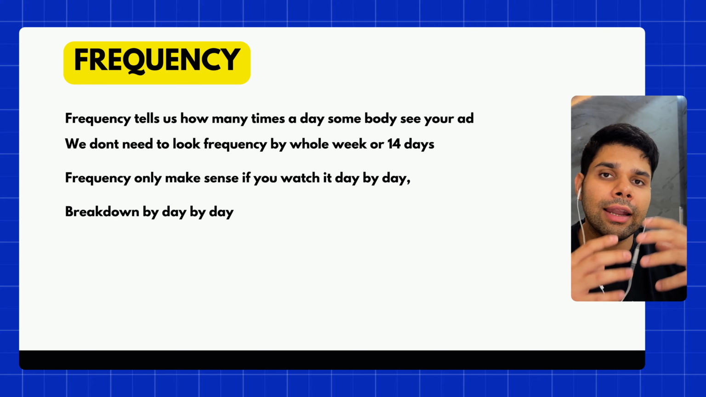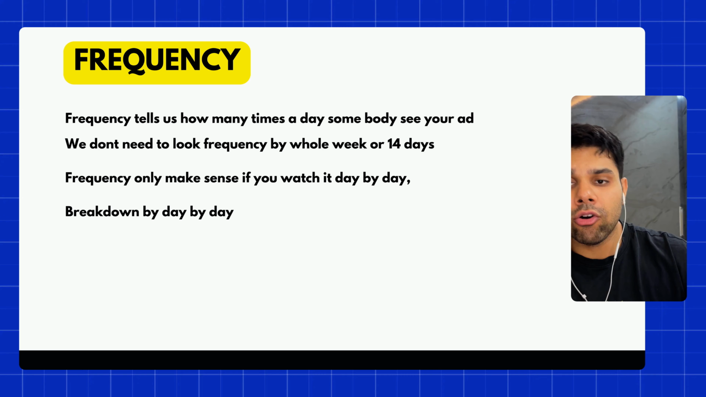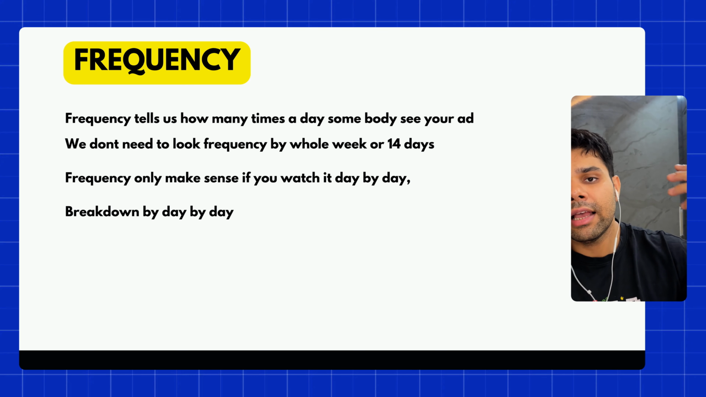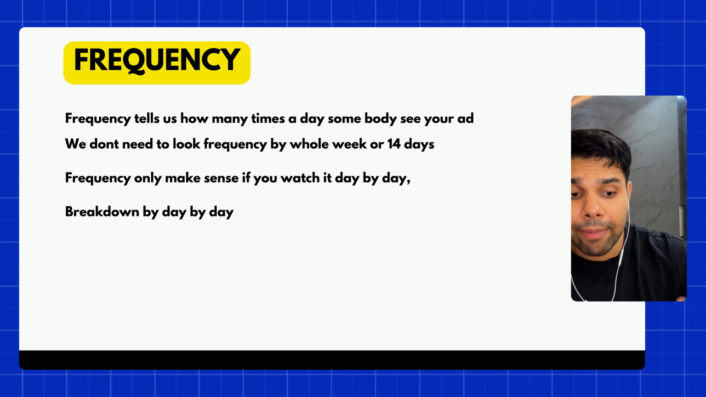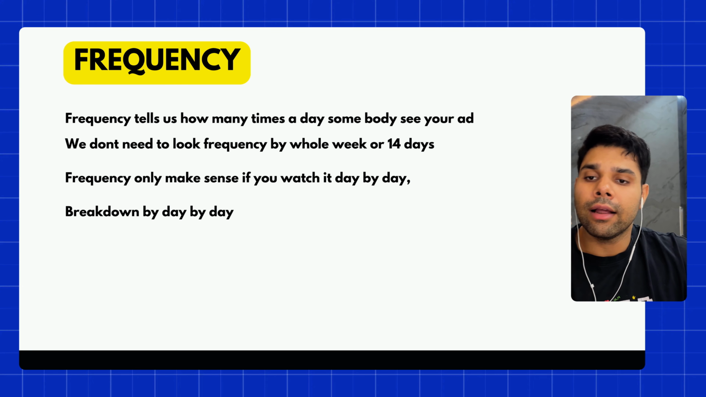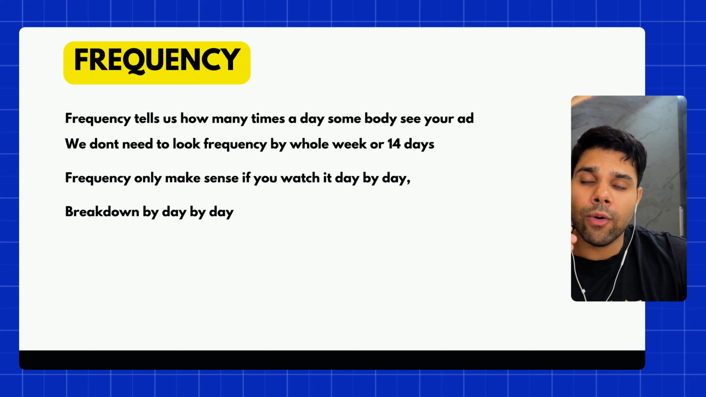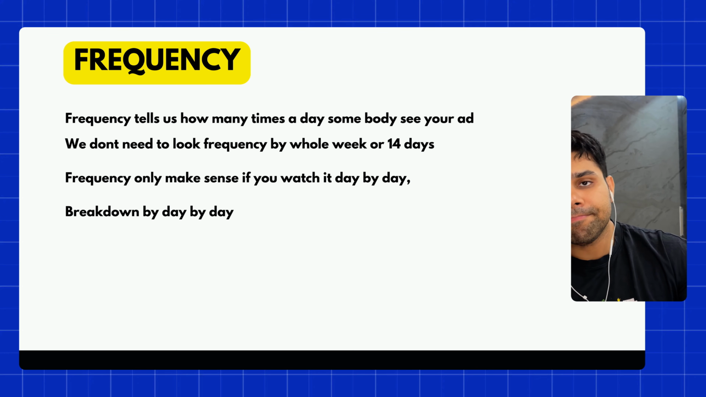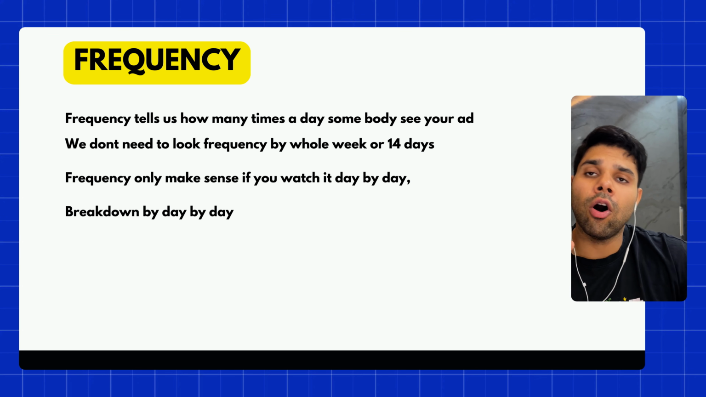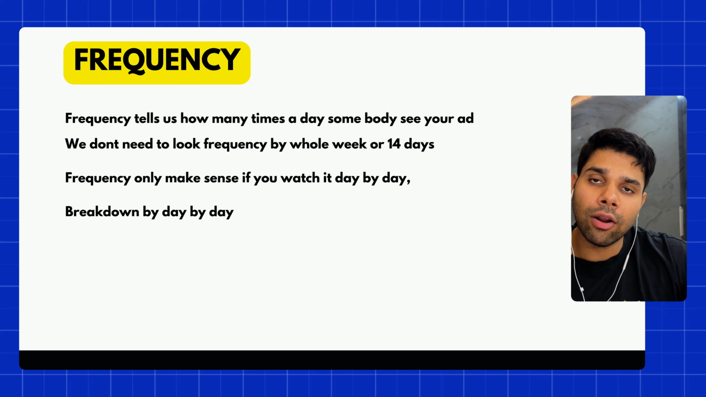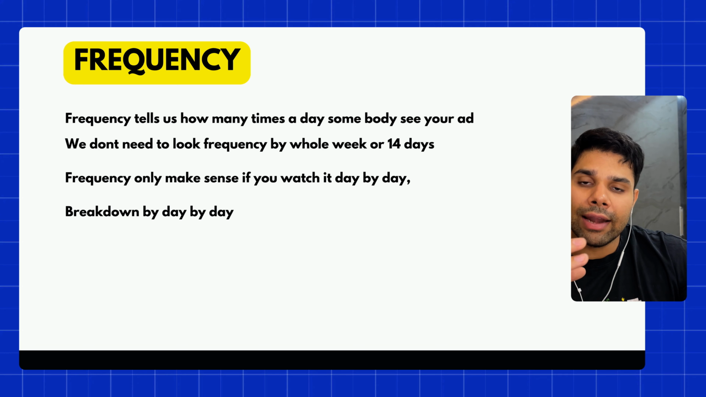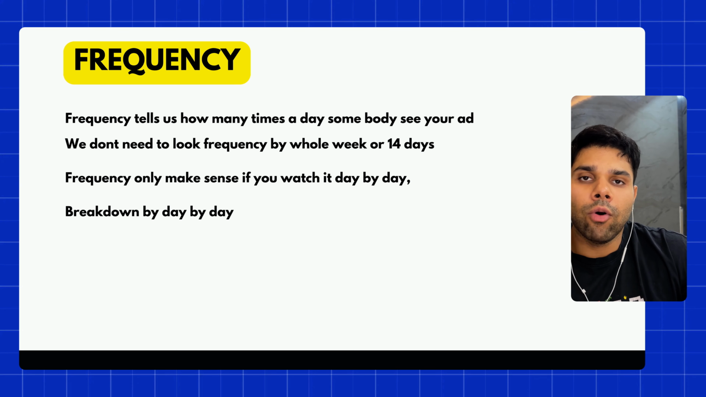So you don't get any particular information out of that CPM or the frequency across a whole 7 or 14 days. Start seeing frequency day by day. Break it down by day. Let's see, on Monday you are getting 1.1, on Tuesday 1.4, on Wednesday 1.2, on Thursday 1.1, and on Friday one frequency. If you see it by 7 days, it will be like 1.5. It won't make any sense to you.